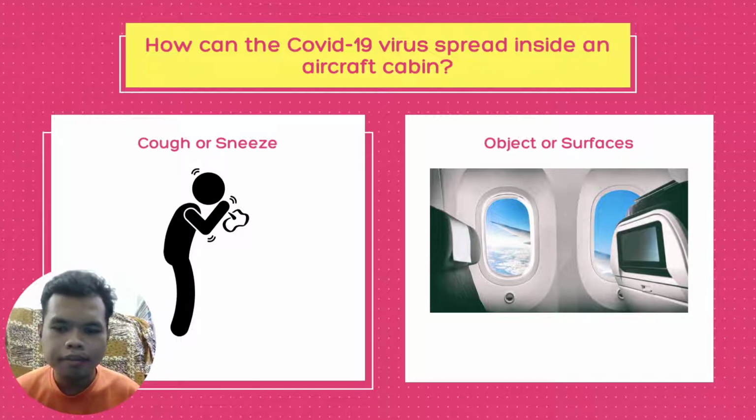Last but not least, droplets or infected molecules can land on objects or surfaces such as handles, toilet seats, and even our belongings. People can be infected by touching the surfaces of the infected area.